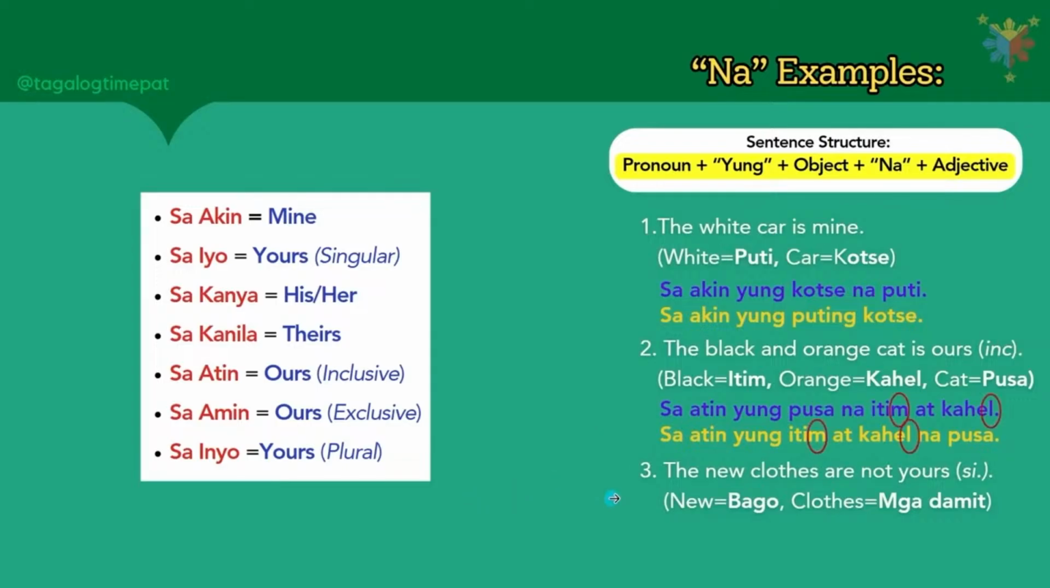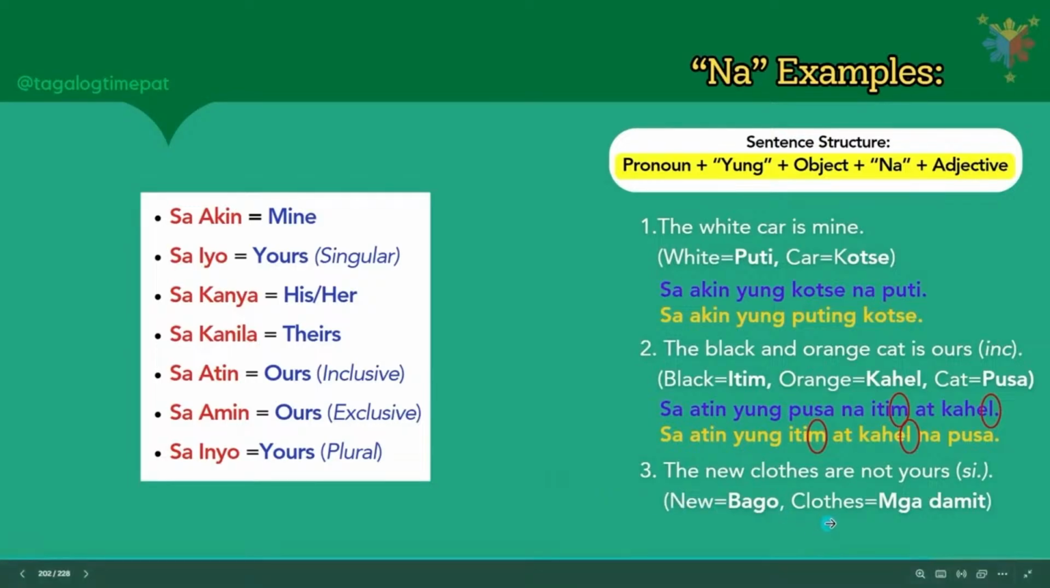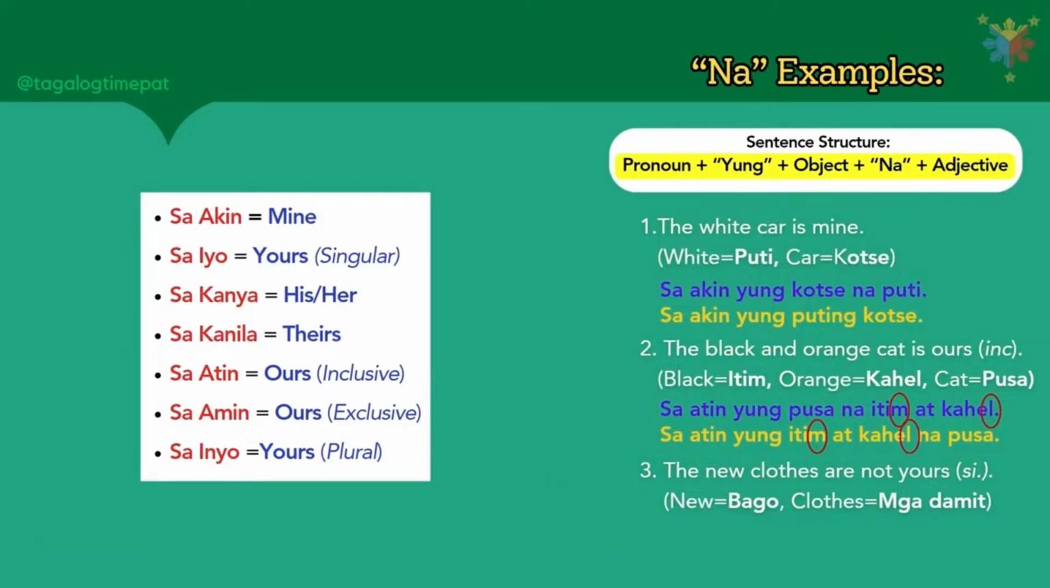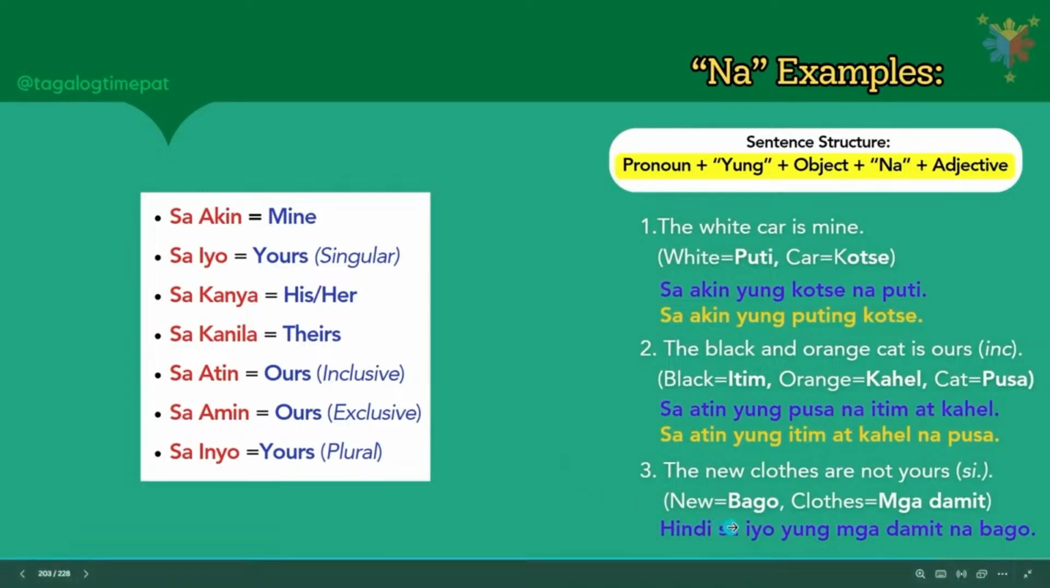All right, number 3, the new clothes are not yours. Singular. New means bago. Clothes is mga damit. So this is a way to kind of negate a thought. It's not something we've seen so far, so this is how you do it. Hindi sa iyo yung mga damit na bago. So everything here is the same. We've already learned it. Pronoun, then it's yung, then it's object, then it's na, and then bago, the adjective.